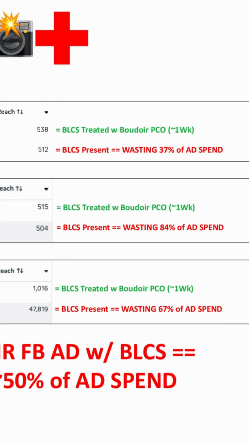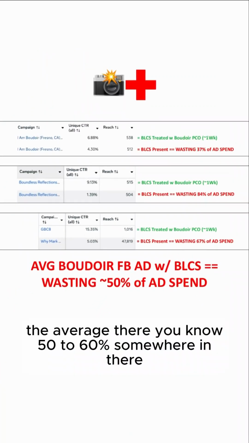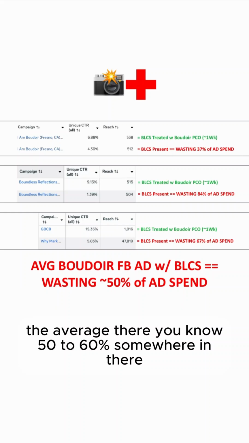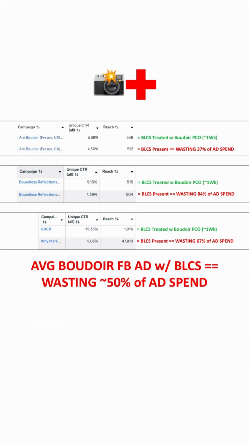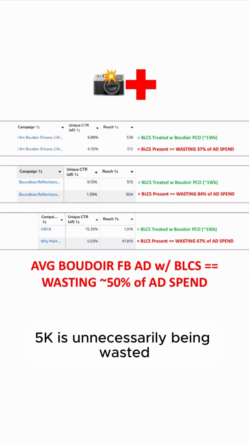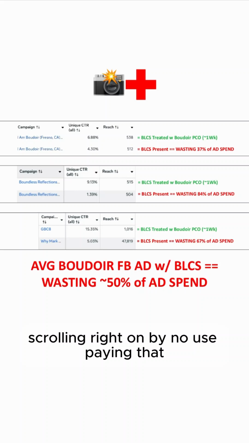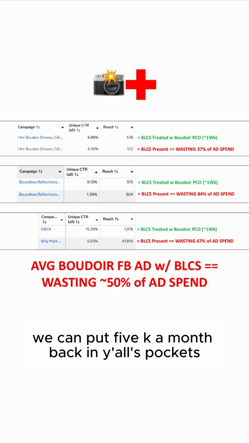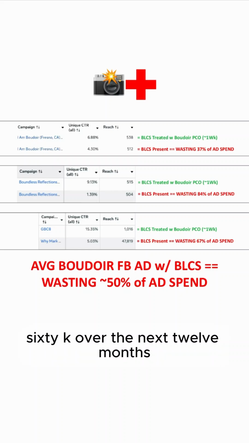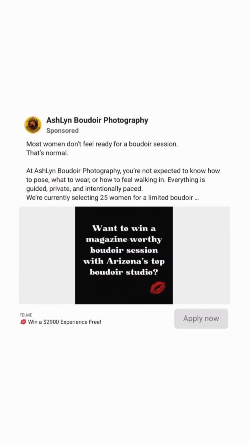So the average there, 50 to 60%, somewhere in there. So again, if spending 10 grand a month on Boudoir Facebook ads, 5K is unnecessarily being wasted, doing nothing to women scrolling right on by. No use paying that. And by eliminating that, we could put 5K a month back in y'all's pockets, 60K over the next 12 months.